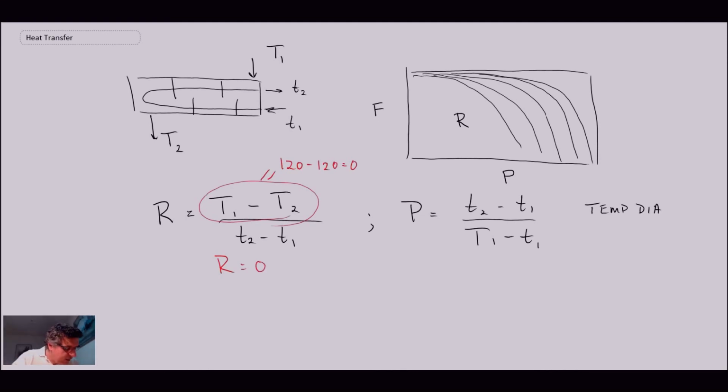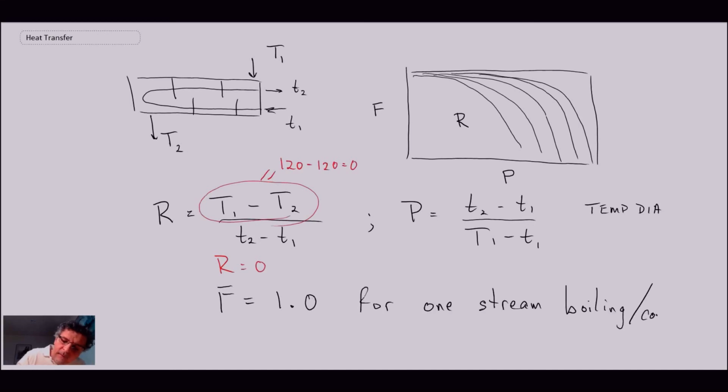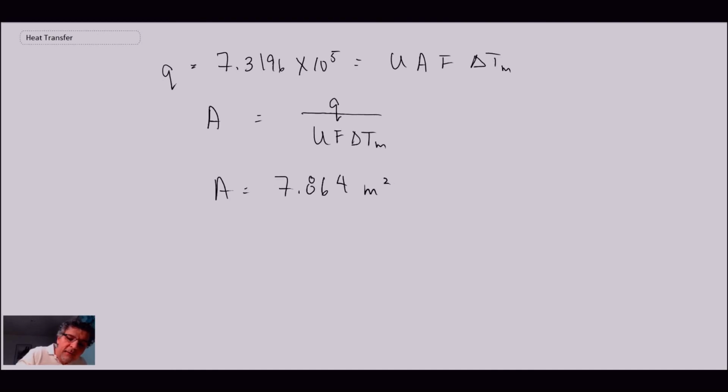Well, it turns out that this is a unit with a phase change. And whenever you have a phase change, so either condensation or boiling with one of the streams, then we can just make the assumption that F is equal to 1.0. Okay, and so with that, now that we know F, we know Q, we know delta Tm, it's pretty straightforward then to evaluate the area. So there we go. We get 7.864 square meters.